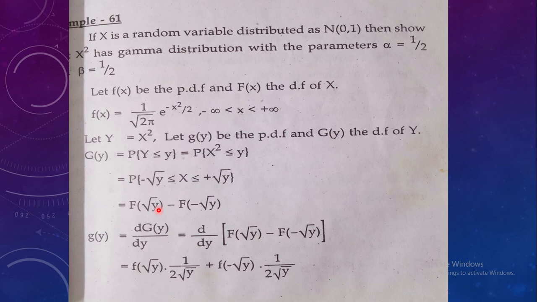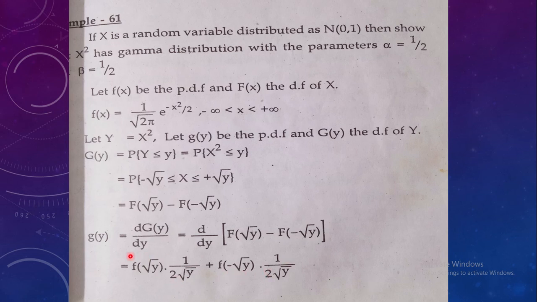Now you have to find out the density function of y. That is our aim. What is y? x square. In order to find out the density function g of y, you have to differentiate this capital G of y, the distribution function, with respect to y. So what will you get? d by dy of F of root y minus F of minus root y, which is equal to, when you differentiate, small f of root y into 1 by 2 root y plus small f of minus root y into 1 by 2 root y.